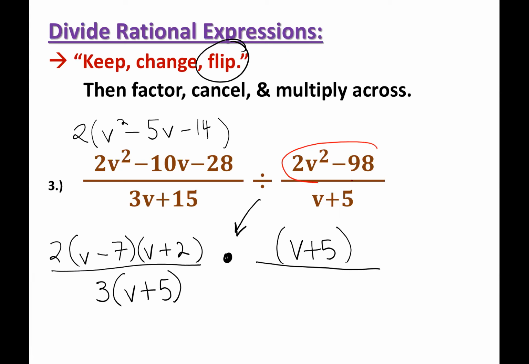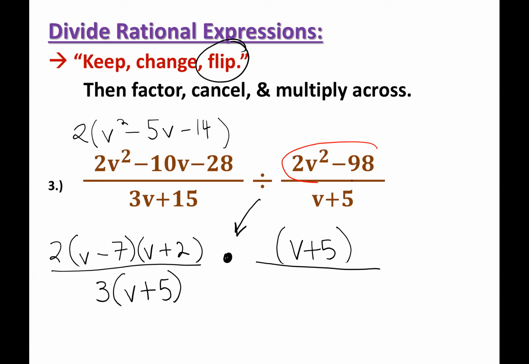It looks like the last thing we can cancel out is this v plus 5 in the denominator of the first fraction. It cancels out with the v plus 5 in the numerator of the second fraction. So at this point, lots of things have been canceled out. Now we need to carefully rewrite what's left over that we haven't canceled out, and that will come together for our final answer.